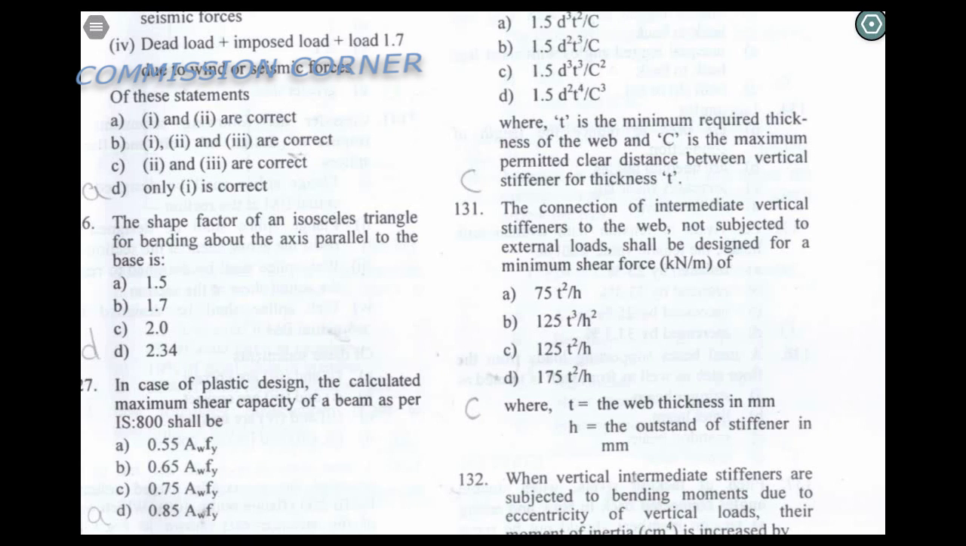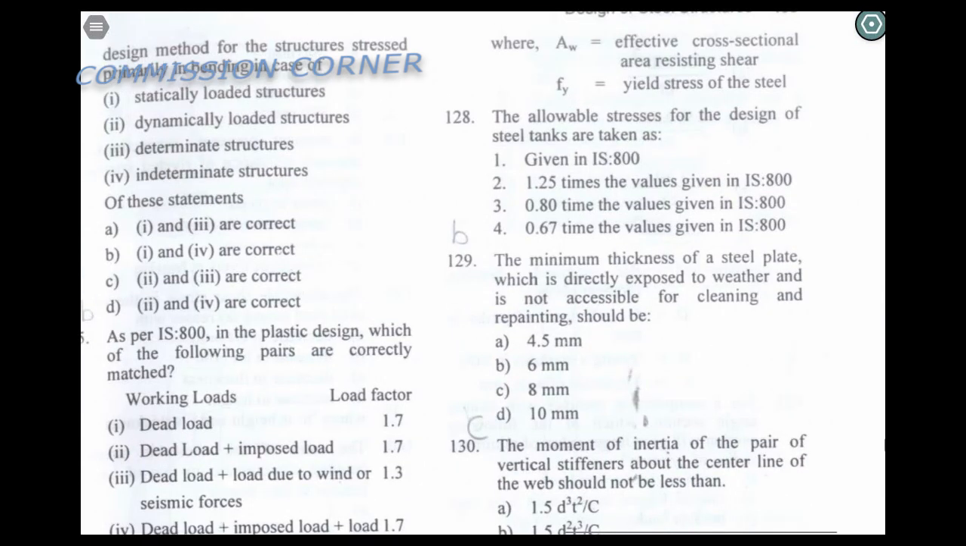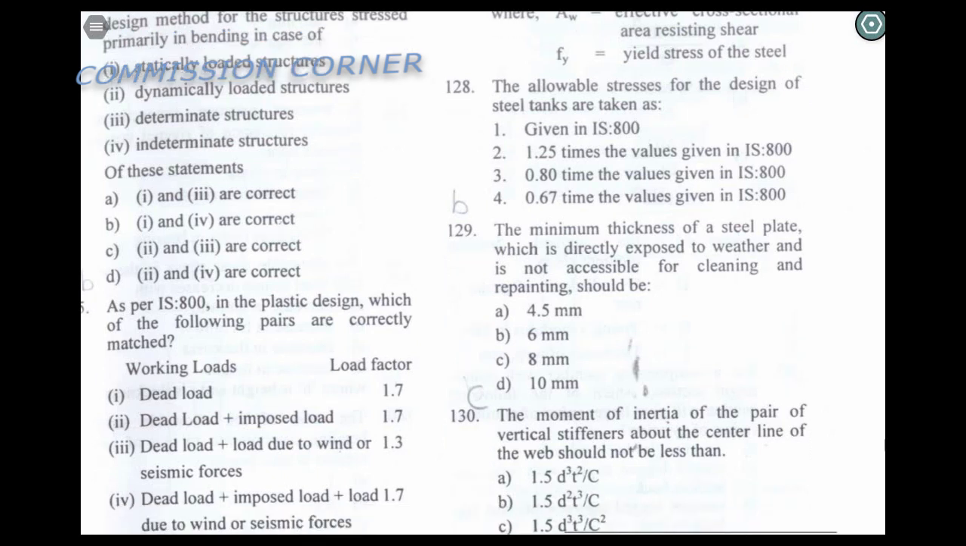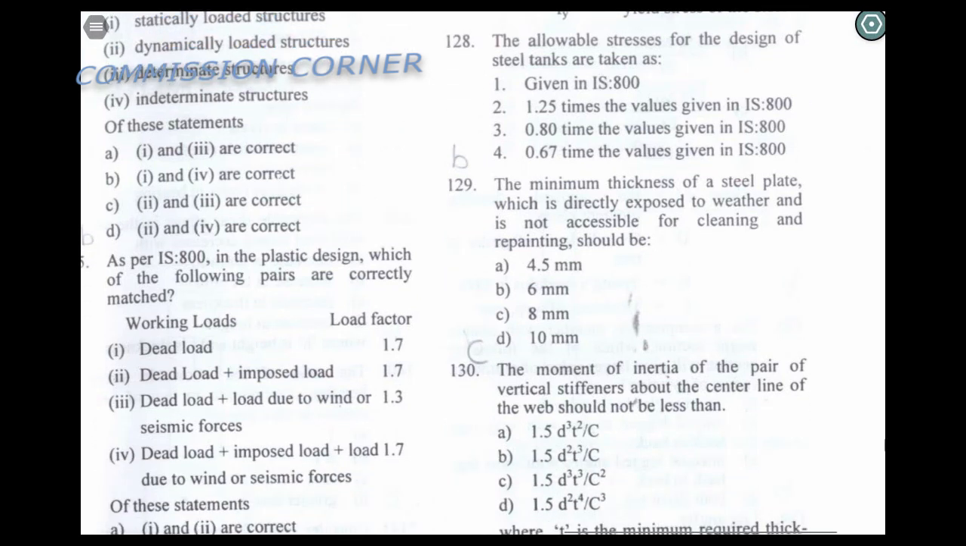प्लास्टिक डिज़ाइन में मैक्सिमम शेयर कैपेसिटी बीम की जो कैलकुलेट की जाती है as per IS 800 वो होनी चाहिए 0.55 AwFy। यहाँ पे हमारा Aw है effective cross sectional area of resisting shear और Fy है yield stress of steel. Next question is the allowable stress for the design of steel tank are taken as, the correct answer will be 1 and 2. 1.25 is a factor. So yeah.